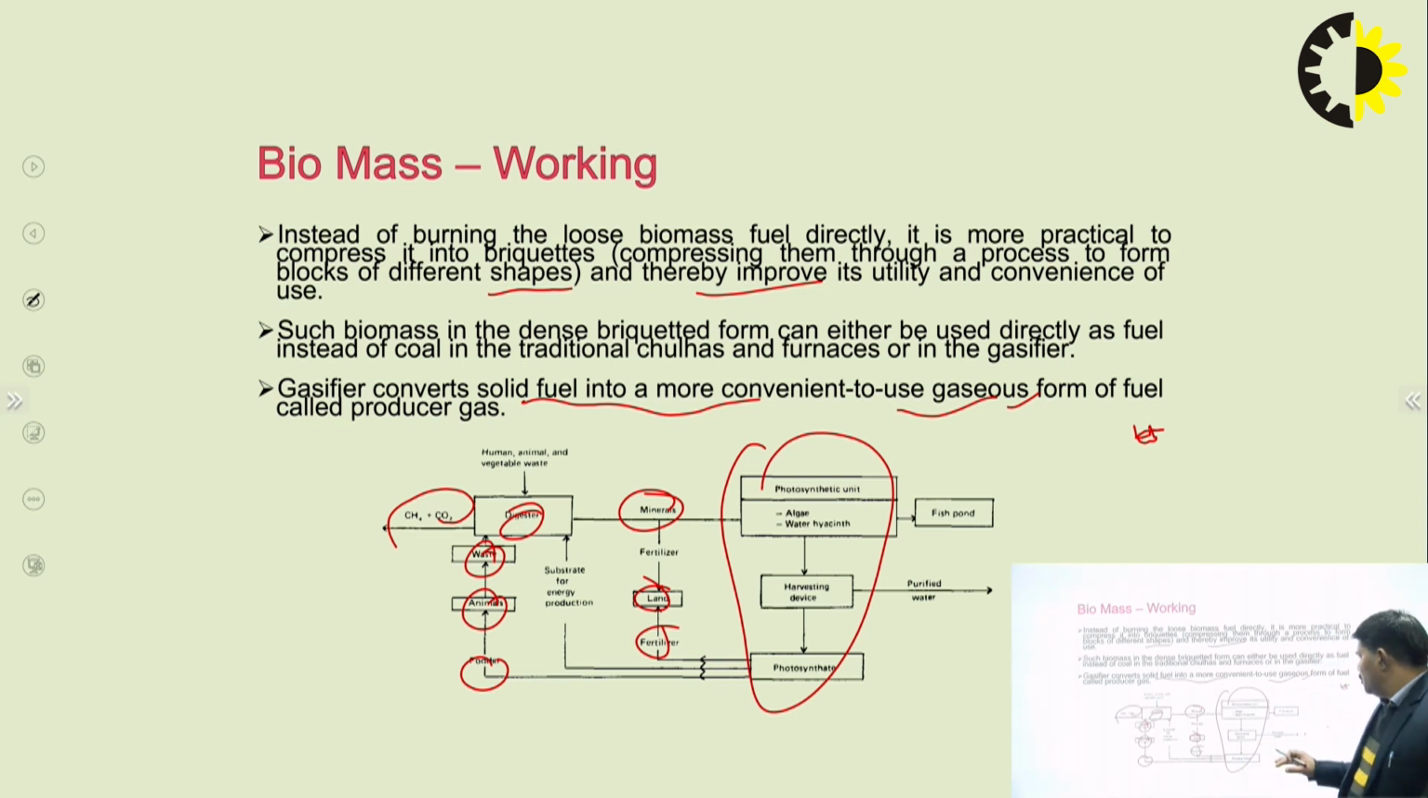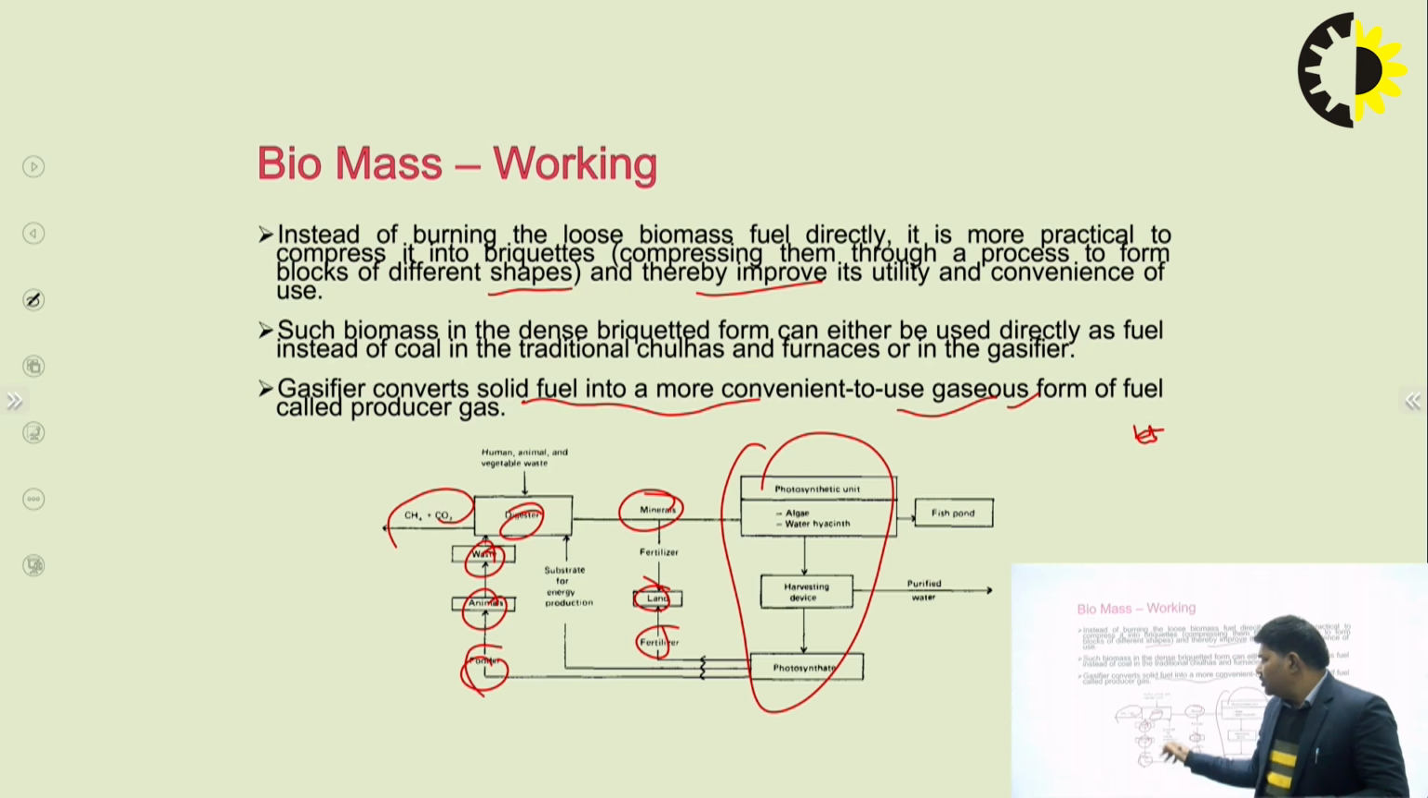From the fish pond we can find some wastage. Then you can use algae water, or the wastage from humans, or maybe wastage from animals, or wastage from fodder. So these are the combinations you can find, to use for generation of biomass energy.